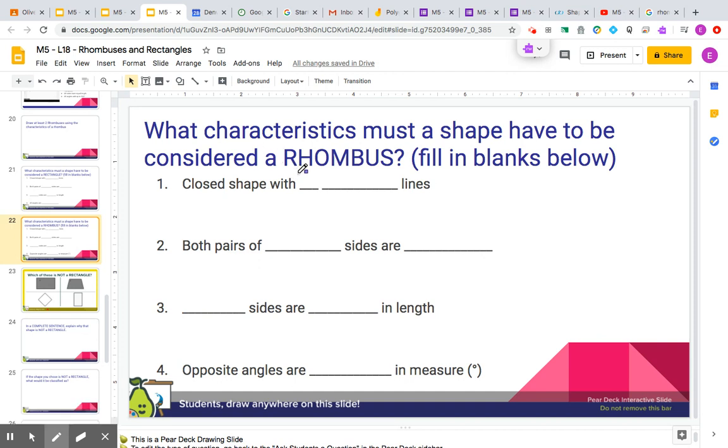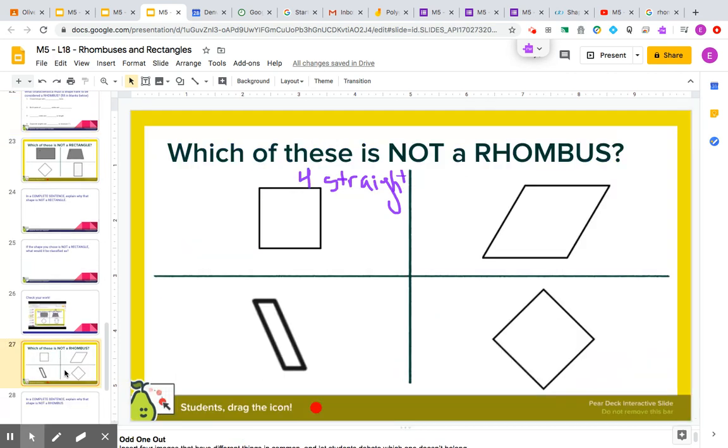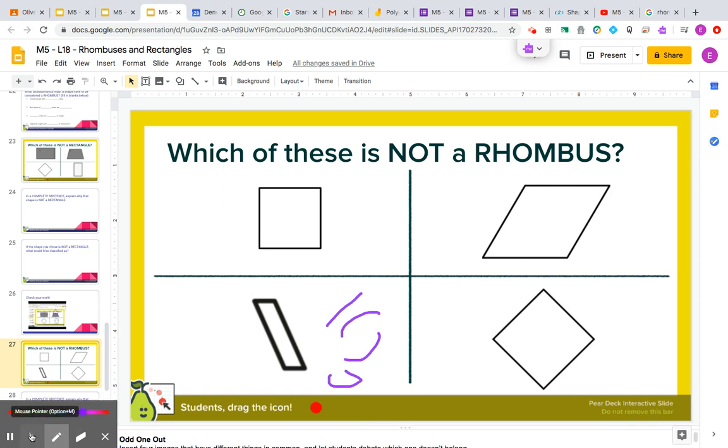I know it's going to be a closed shape with four straight lines, because remember, a rhombus is a type of quadrilateral, meaning it has four straight lines. So let's see. Do all of our shapes have four straight lines? One, two, three, four. One, two, three, four. One, two, three, four. One, two, three, four. They do. Now, some of you said these lines are curved. They're slanted, but they're still straight. A curved line would be like this, or round, circular. So these are all straight lines.